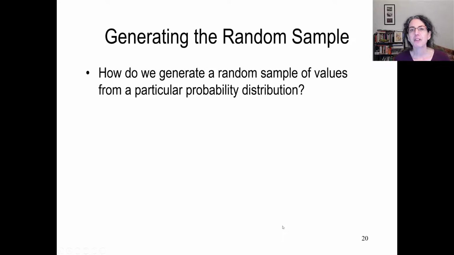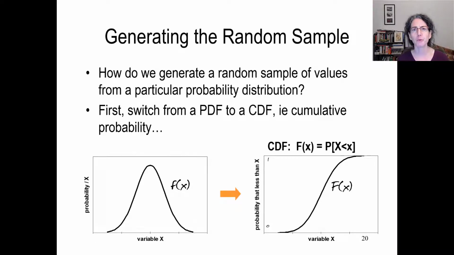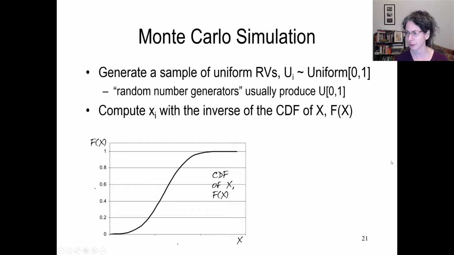So let's move on to how we generate the random sample. Where do we get this large sample of values? The first thing we do is switch from the PDF form of our probability distribution to the CDF form, or cumulative form of the distribution. Next, we're going to generate random values that are uniformly distributed between 0 and 1. Random number generators, or pseudo-random number generators, usually produce a 0 to 1 value.